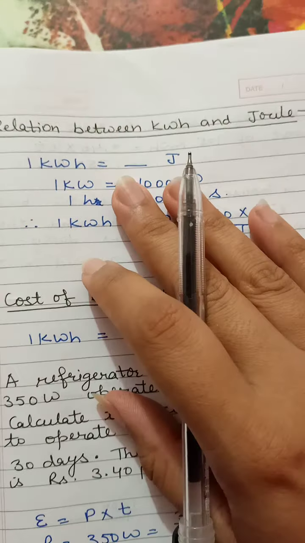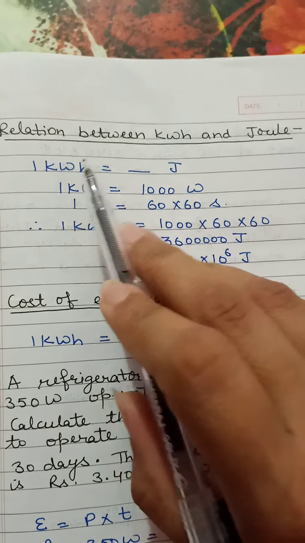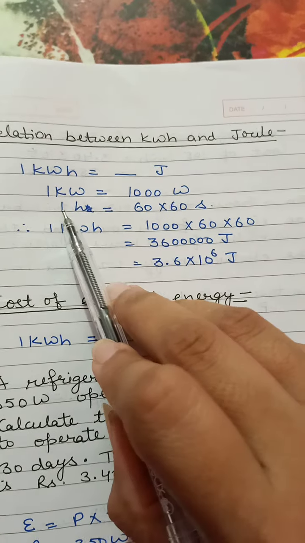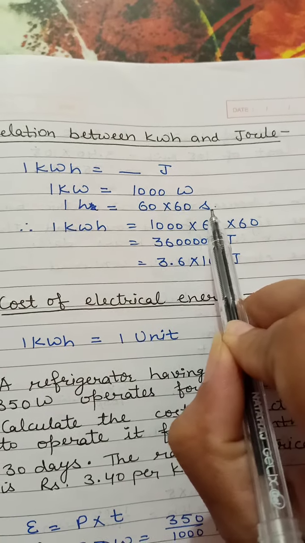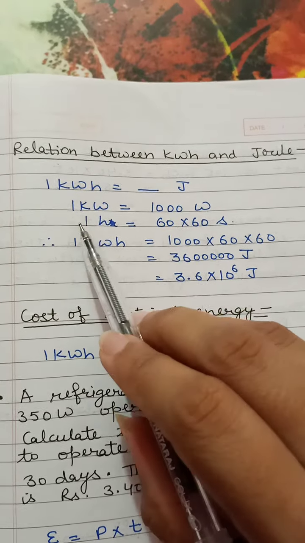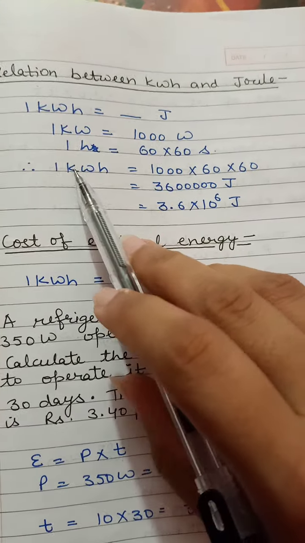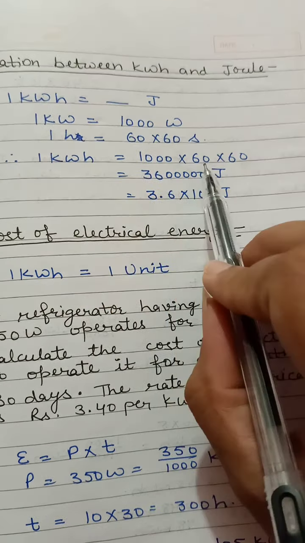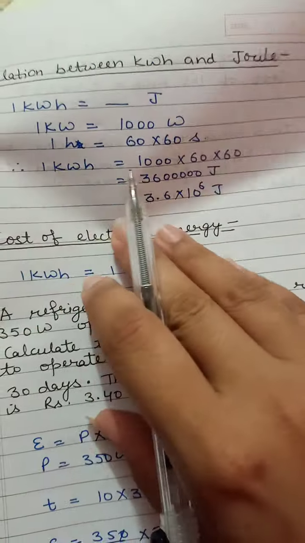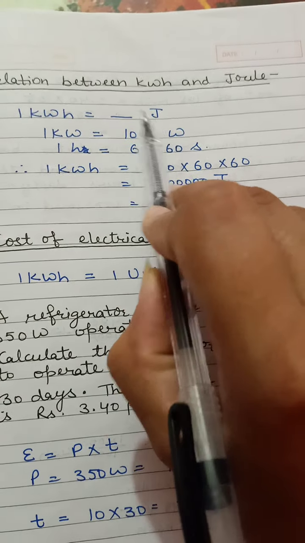Now what is the relation between kilowatt hour and joule? 1 kilowatt is equal to 1000 watt, and 1 hour is equal to 60 into 60 seconds. That means 1 hour has 60 minutes and 1 minute has 60 seconds. So 1 kilowatt hour is equal to 1000 into 60 into 60. By multiplying this we get 3.6 into 10 raised to power 6 joule. So 1 kilowatt hour is equal to 3.6 into 10 raised to power 6 joules.